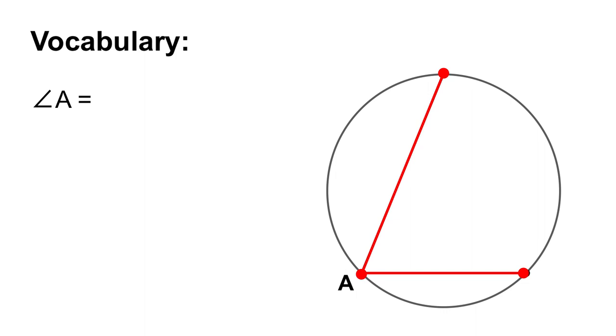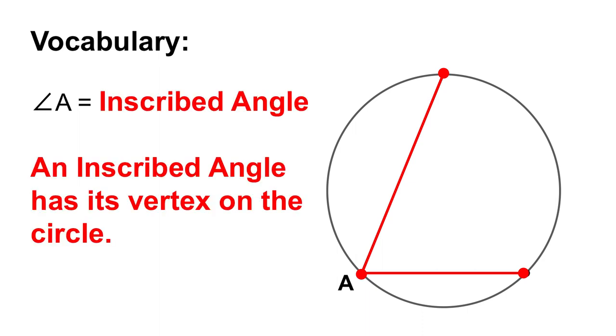The second key idea for today is an angle that looks like this. So this is an example of something called an inscribed angle. An inscribed angle has its vertex at the edge of the circle. So the vertex is on the edge of the circle. So A is on the edge as opposed to being at the center. That's an example of an inscribed angle.